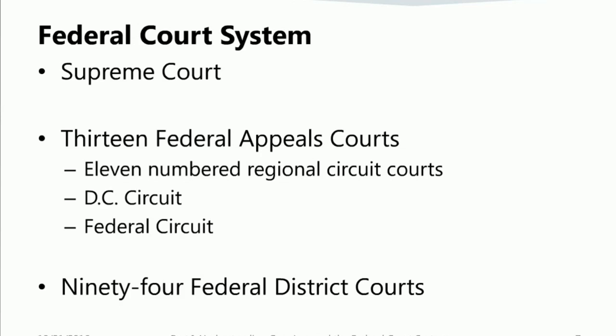There are 11 regional circuit courts of appeal that serve distinct geographical areas of the United States. 2 other appellate courts, the Court of Appeals for the District of Columbia Circuit and the Court of Appeals for the Federal Circuit, have nationwide jurisdiction as to certain subject matter. Finally, there are 94 federal district courts, which also serve particular geographic areas.